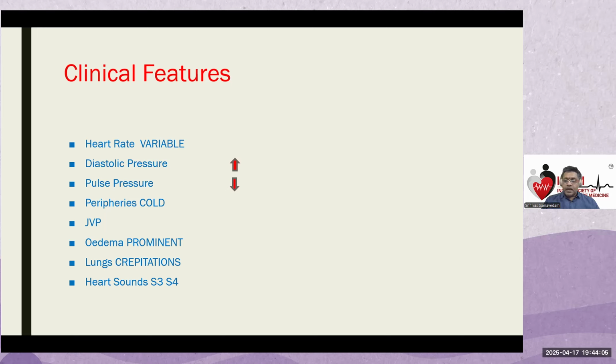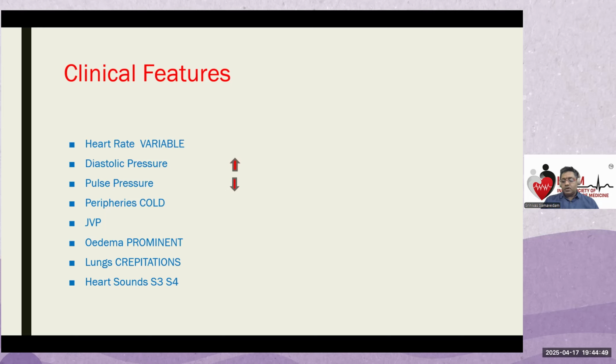As I mentioned, the diastolic blood pressure is usually higher and the pulse pressure is usually narrow. But because of the decrease in the forward flow, the peripheries are cold and the JVP is distended. The jugular venous pressure is elevated. Edema is usually prominent, and on auscultation of the lungs, you get crepitations in the bases where gravity drives the fluid down into the lower zones of the lung. A non-compliant heart results in a third and fourth heart sound, of either left ventricular or right ventricular origin.